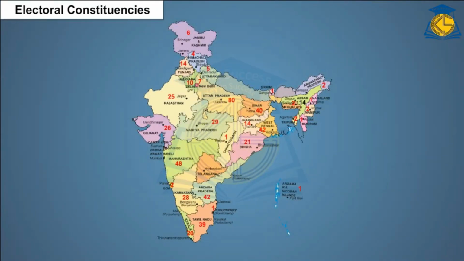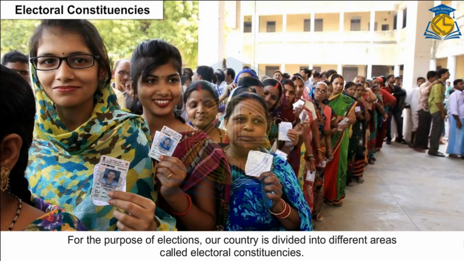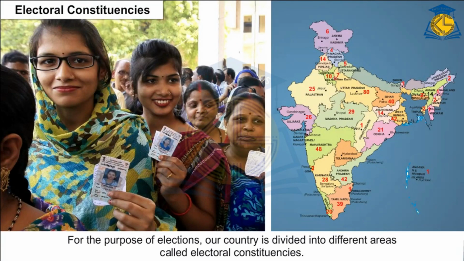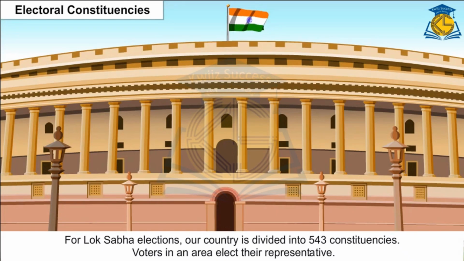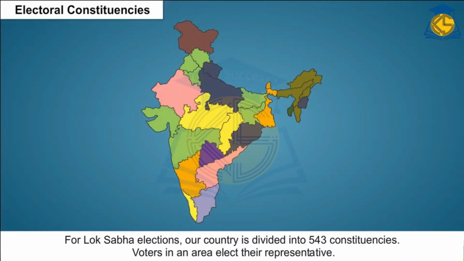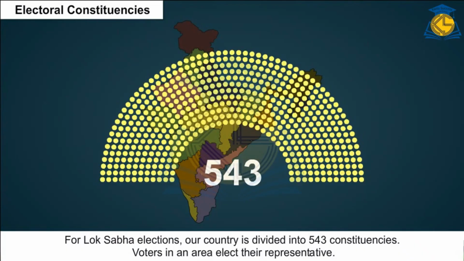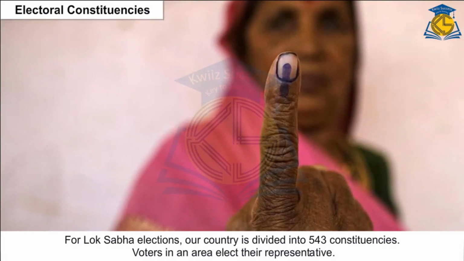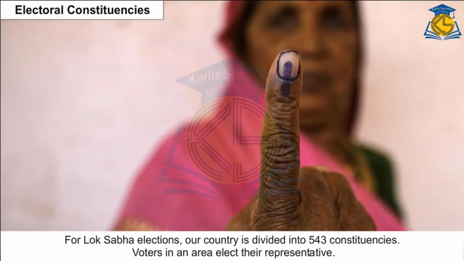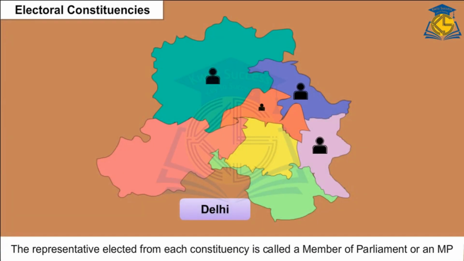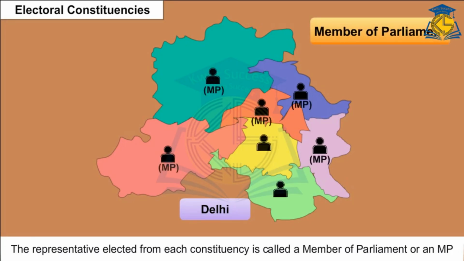Electoral constituencies. For the purpose of elections, our country is divided into different areas called electoral constituencies. For Lok Sabha elections, our country is divided into 543 constituencies. Voters in an area elect their representative. The representative elected from each constituency is called a Member of Parliament or an MP.